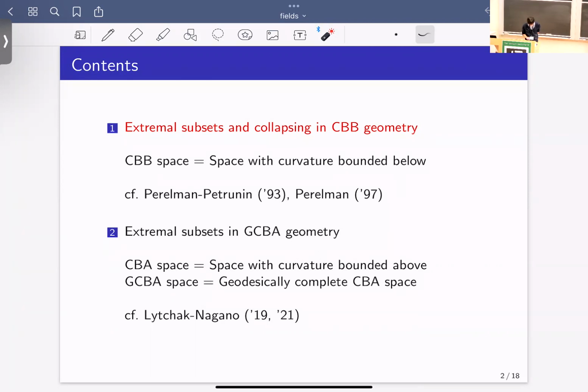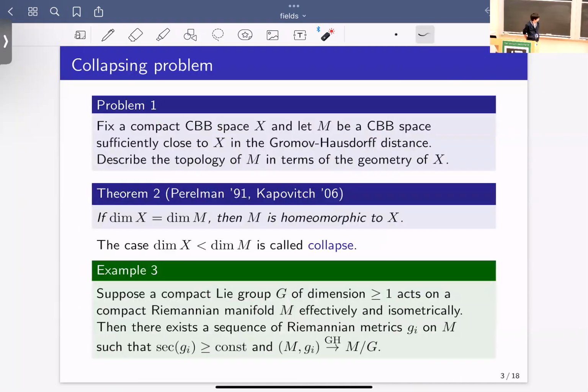Okay, so let's get started. Throughout the first half, I will fix an upper bound for dimension and a lower bound for curvature. By dimension, I mean the Hausdorff dimension, which coincides with the topological dimension for CBB spaces. Okay? And we will consider the following problem.